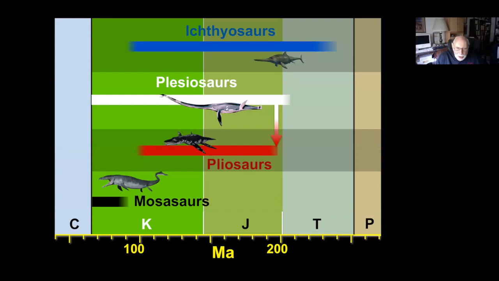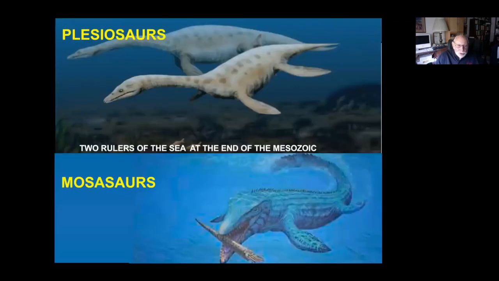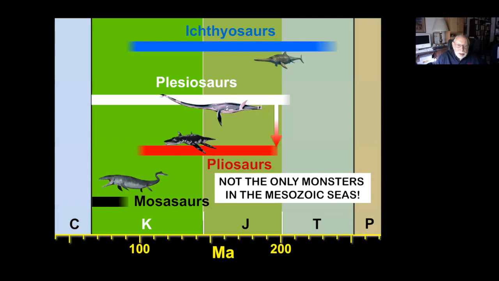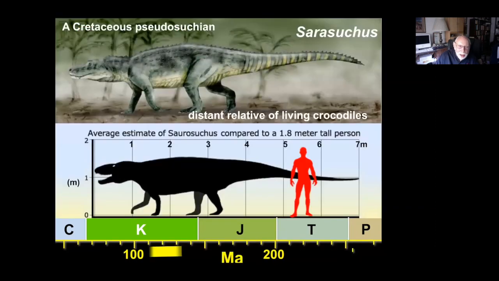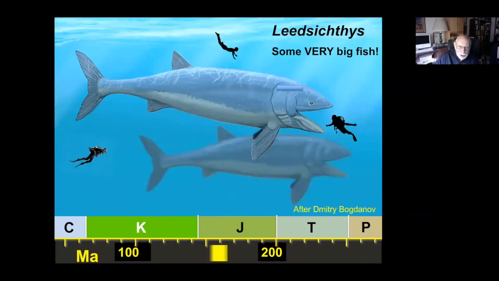So that's the story of the rulers of the sea at the end of the Mesozoic, the plesiosaurs and the mosasaurs. And they were not the only monsters in these Mesozoic seas. There were also marine crocodiles that were large in the warmer water, and even a pseudosuchian survived in the Cretaceous that, again, was in a warm climate area. And there were some big fish, some very big fish. And these are probably the biggest fish that have ever lived on the planet.